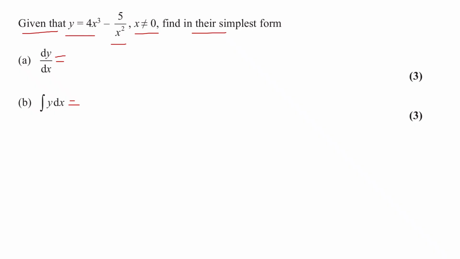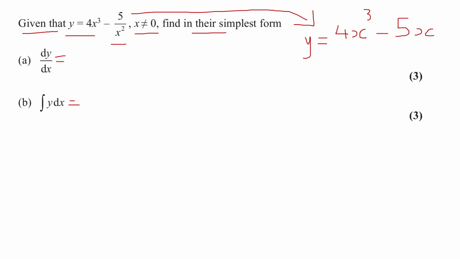Step 1, I'm going to write the whole thing in index form. So y is equal to 4x cubed as normal, and I'm going to rewrite minus 5 over x squared as minus 5x to the minus 2. For dy by dx, the power comes down as a multiplier, and then we reduce the power by 1. So 4 times 3 is 12, then we copy down the x, and then we reduce the power by 1. 3 minus 1 is 2.